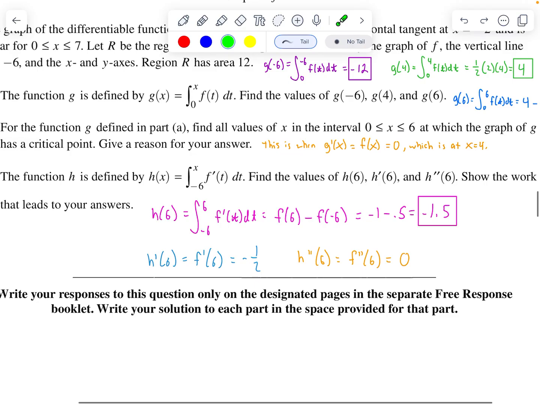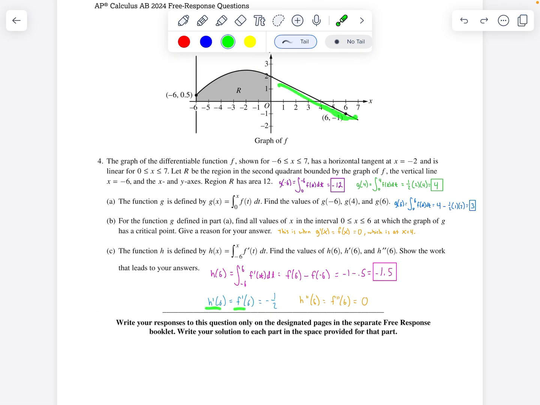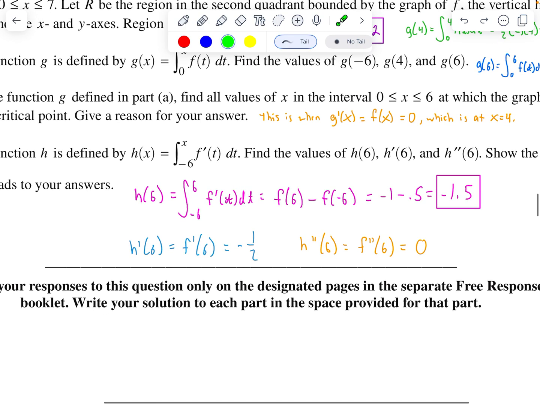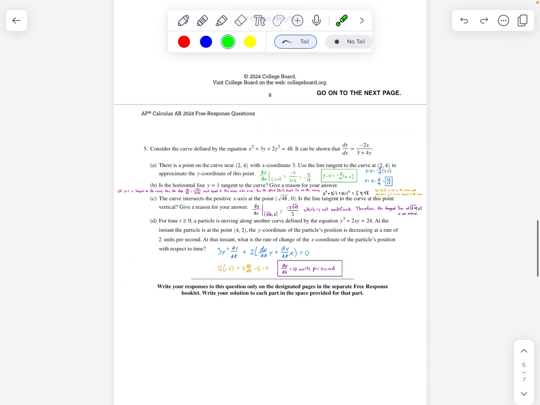H prime of 6, well, if h is the integral of f, then h prime is f prime. So h prime of 6 is f prime of 6. F prime is the slope of this line at 6, which you can just count, and it's negative 1/2. And then h double prime is the same as f double prime. And since this is a line, this is a linear part of f. That means its derivative is a horizontal line at -1/2, because we found that answer here. And therefore, the derivative of that is just 0, because it's a horizontal line. And that's where those answers came from.